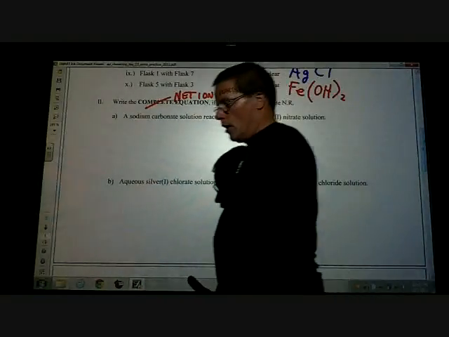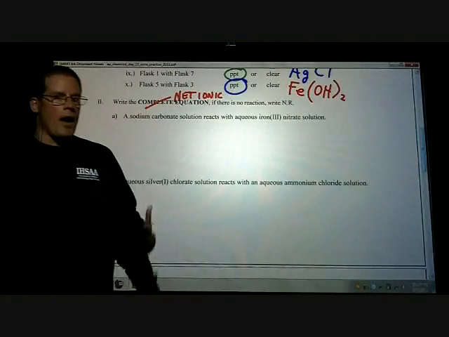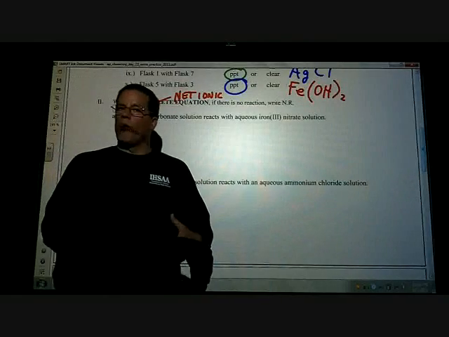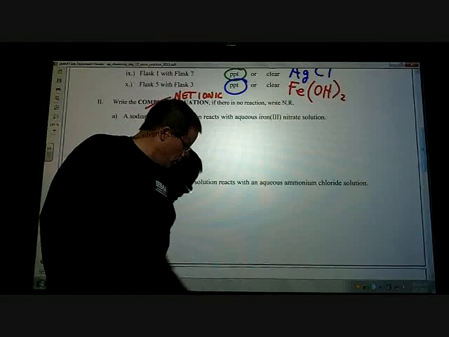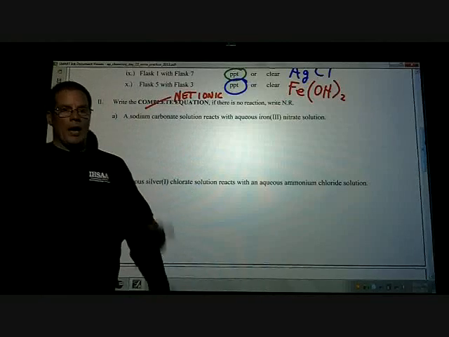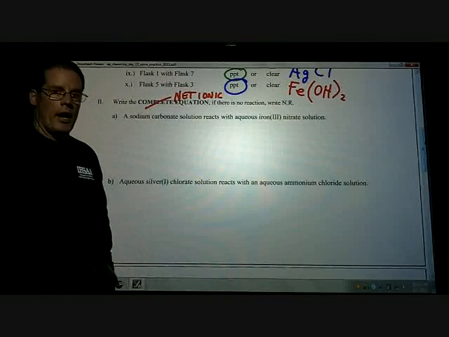Now with the net ionic equation, we only write down those things which form the precipitate. Okay? And let me do an example here on this first one, and I'll write the ionic equation, and then I'll show you the net ionic equation.